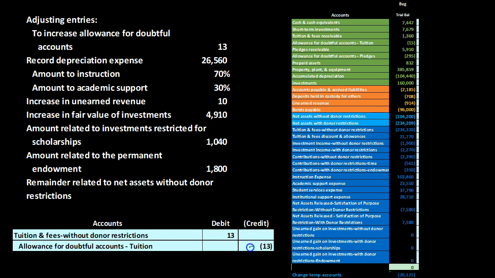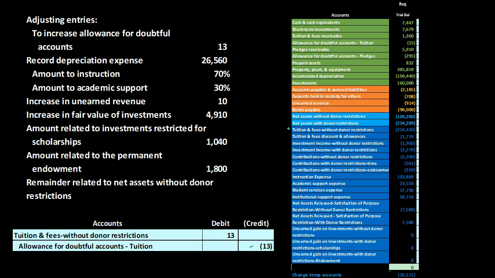Now, the second item makes sense to us if we're understanding this from a for-profit type of situation. The allowance is going to go up in the credit direction as it was in a for-profit organization. The debit, we're typically used to seeing bad debt expense here. Notice we're not hitting bad debt expense. We're not hitting an expense account at all. We're reversing basically the tuition, which is a revenue type of account.